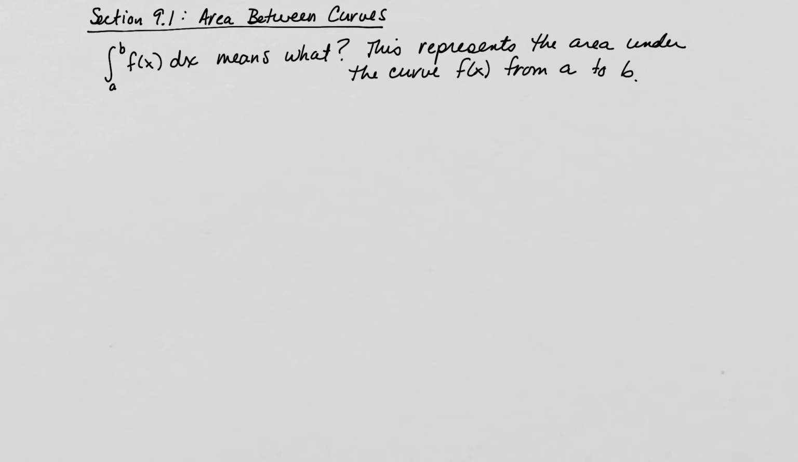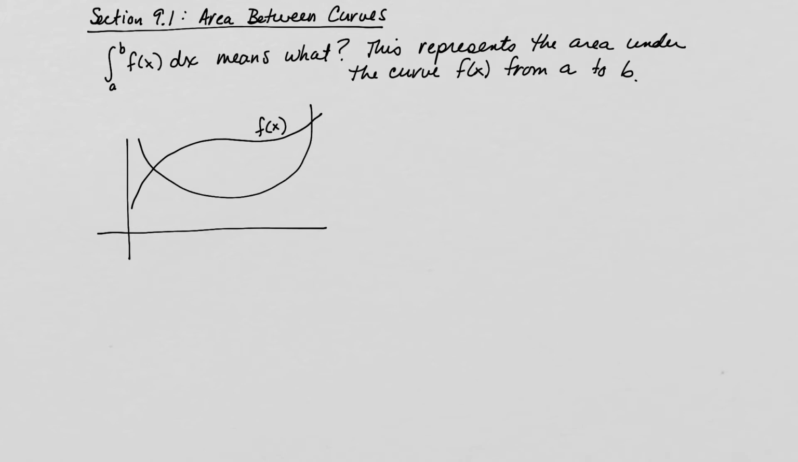So we've looked at area under a curve. Today what we're going to look at is area between two curves. So in terms of a picture, let's say here's my curve. We'll call this one f of x, and we'll call this one g of x.